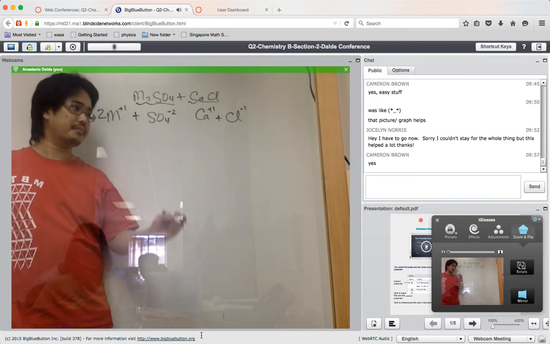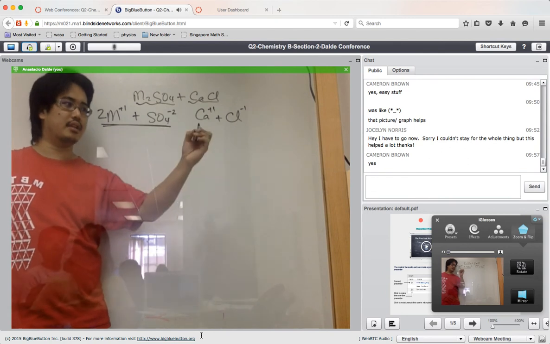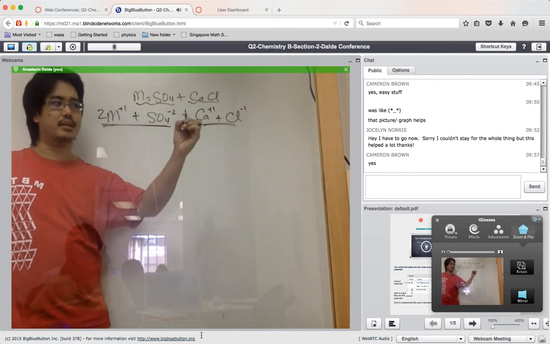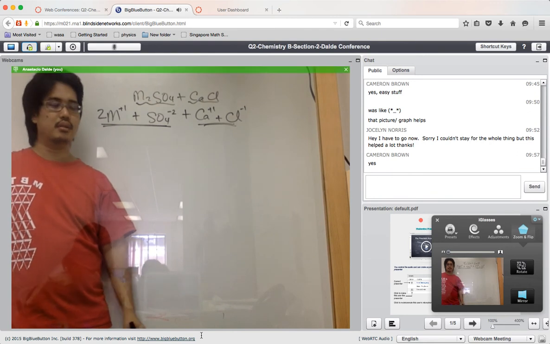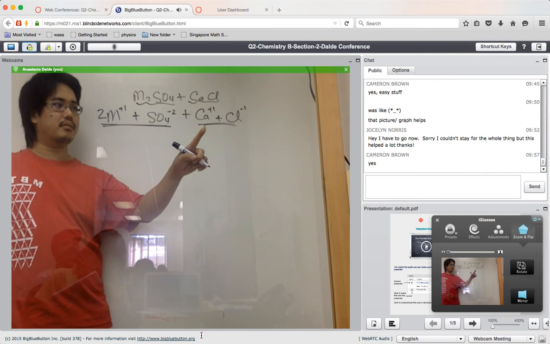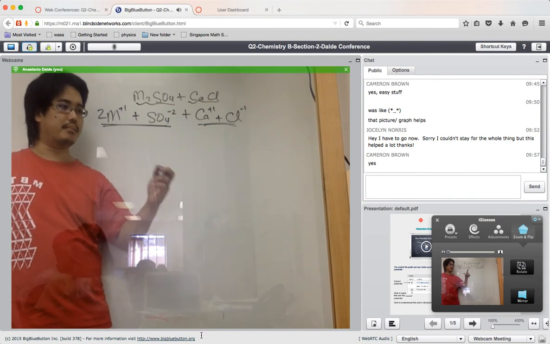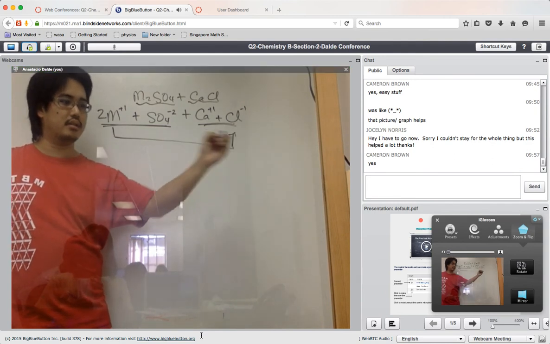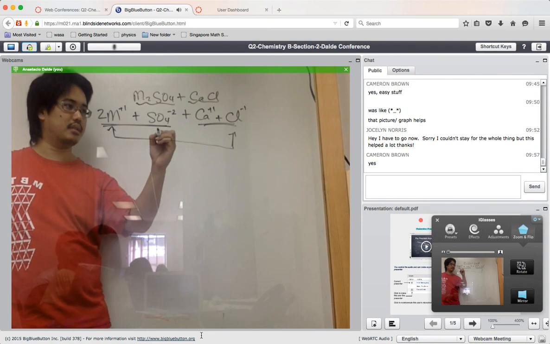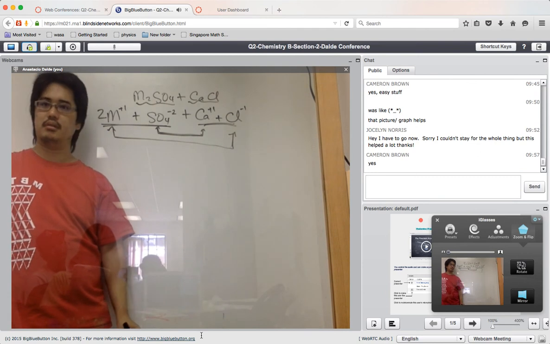Now, what I'm doing is I'm taking a solution of this stuff and a solution of this stuff, and I'm adding them together. So when I add them together, I can create a new compound that has the positives and negatives that go together. Are we cool with that?